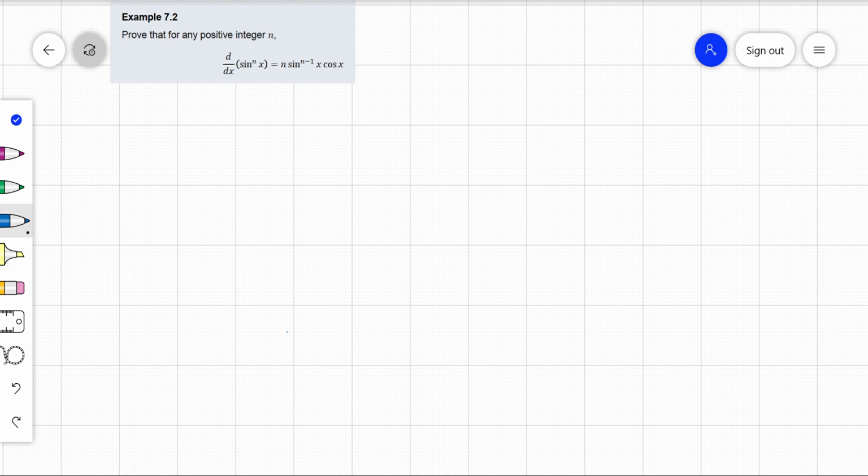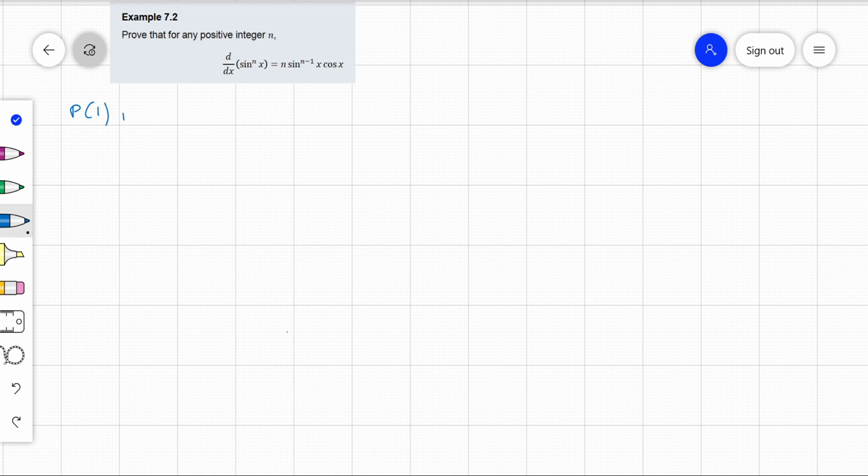Alright, so similar to 7.1, we can assume we can use some differentiation except for the bit that we're trying to prove. So we're trying to prove, for positive integers, by induction, that d/dx of sine x to the power of n is n sine to the n minus 1 x cos x. Again, we would start with letting P of n represent the proposition, and then we'd have a look at our P of 1.